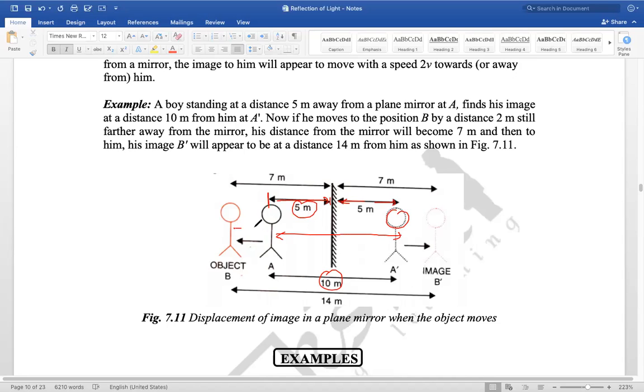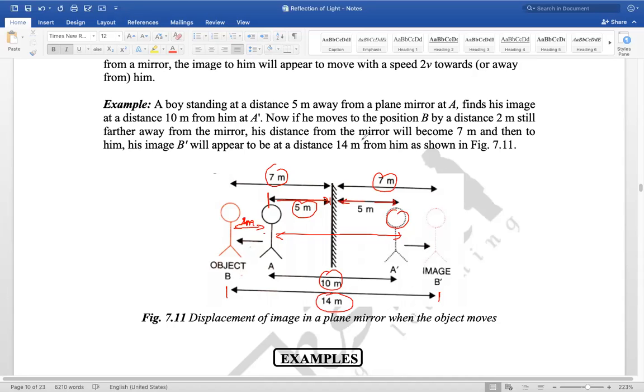तो अब ये अगर 2 मीटर डिस्टेंस इधर मूव करता है फार्दर फ्रॉम द मिरर, तो अब इसका जो मिरर से डिस्टेंस है 7 मीटर हो गया. तो इसका जो इमेज होगा, इस ऑब्जेक्ट B का, वो 7 मीटर बिहाइंड द मिरर यहाँ पे बनेगा, इमेज B dash. और अब जो ऑब्जेक्ट और इमेज के बीच का डिस्टेंस है वो कितना है, 14 मीटर है.